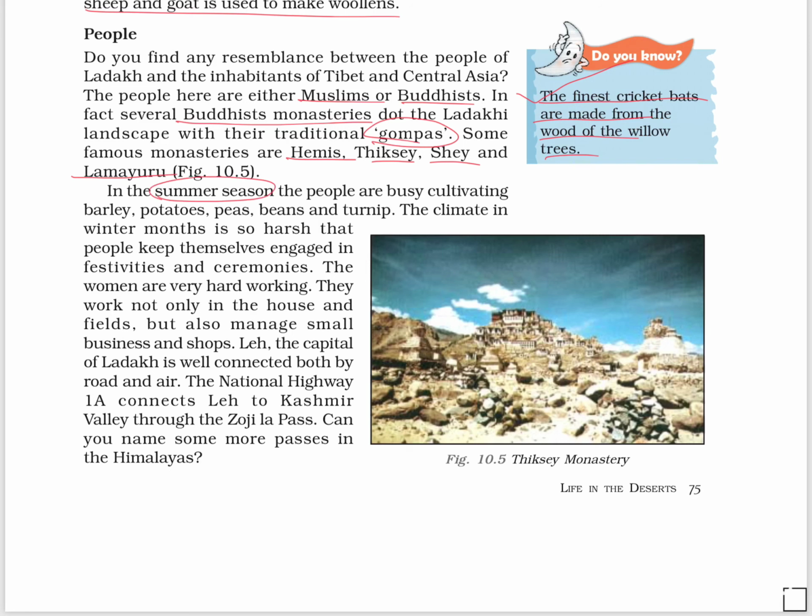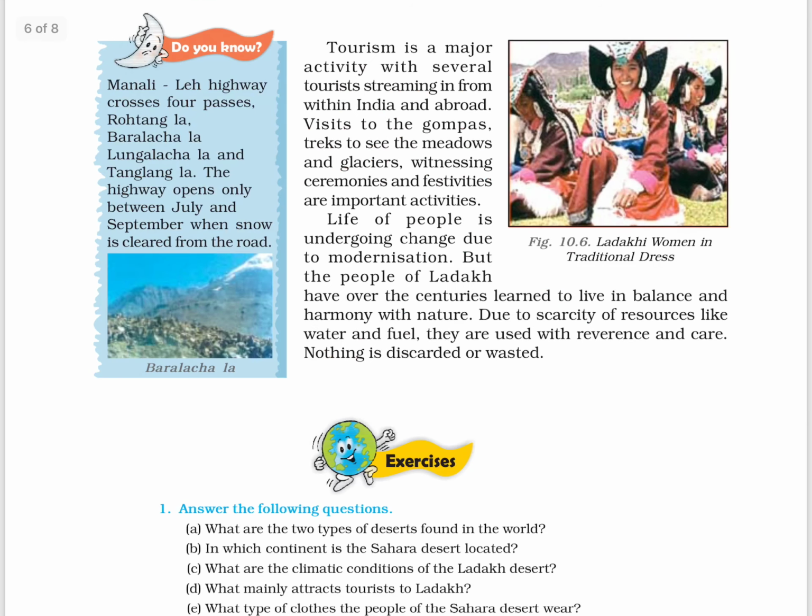In the summer season, people cultivate barley, potatoes, peas, beans and turnip. Leh is the capital of Ladakh, which is well connected both by road and air. The National Highway 1A connects Leh to Kashmir Valley through the Zojila Pass. Here you can see Manali-Leh Highway crosses 4 passes: Rothangla, Baralachala, Langalachala and Tanglangla. The highway opens only between July and September when snow is cleared from the road.